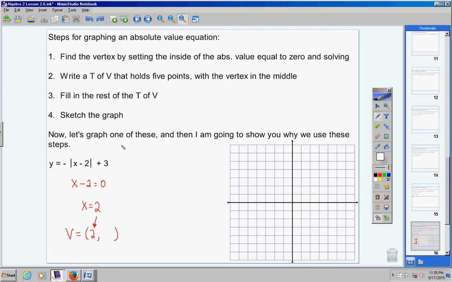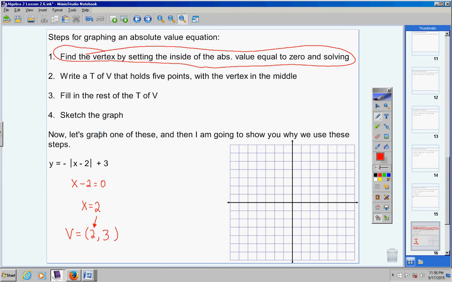Now, let's pretend for a second, because this does happen in your homework, that there's no number here, okay? Then what would you put right here for your y value? Well, you could just put plus what number? 0. So if there's no number there, then you just put 0 right there. Okay, alright, so continuing on. So I do have a number there. It's 3, so I put 3 here. So I did step 1, didn't I? I found the vertex by setting the inside of the absolute value equal to 0 and solving, and then bringing down this number here. So I did it.